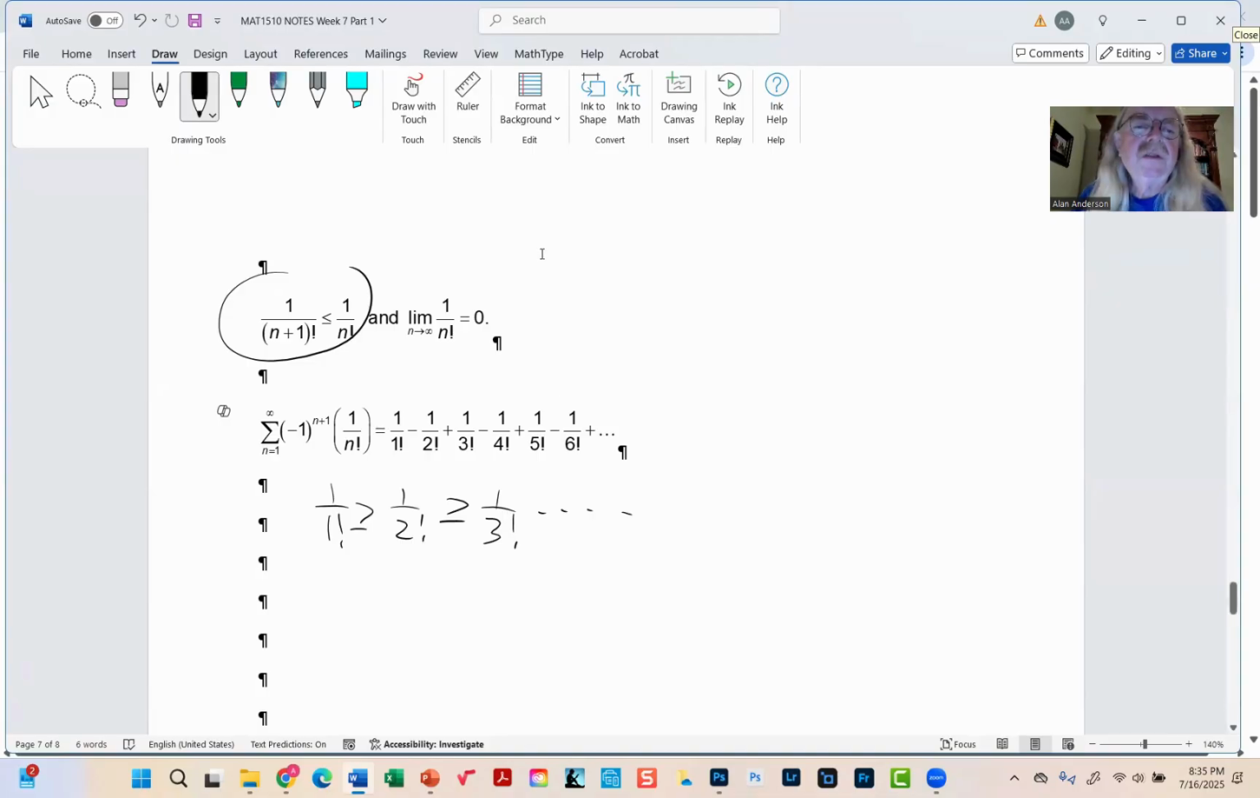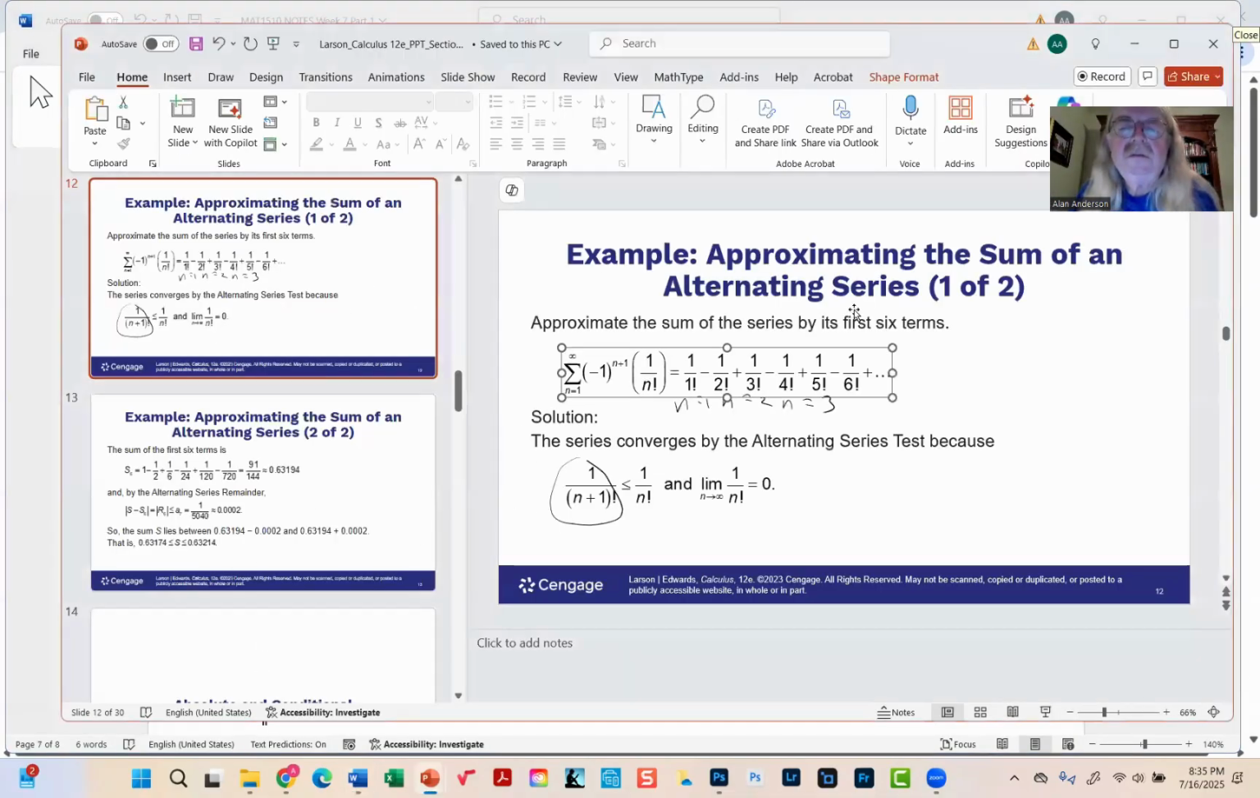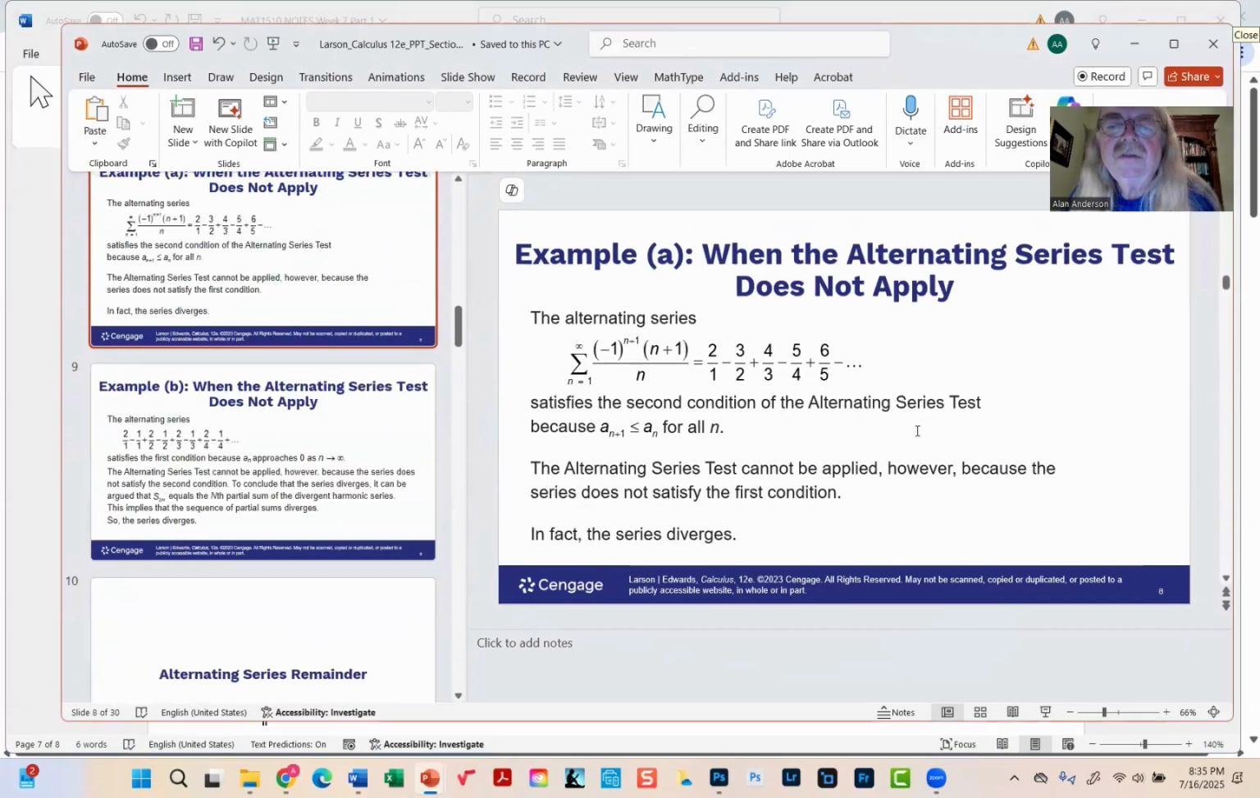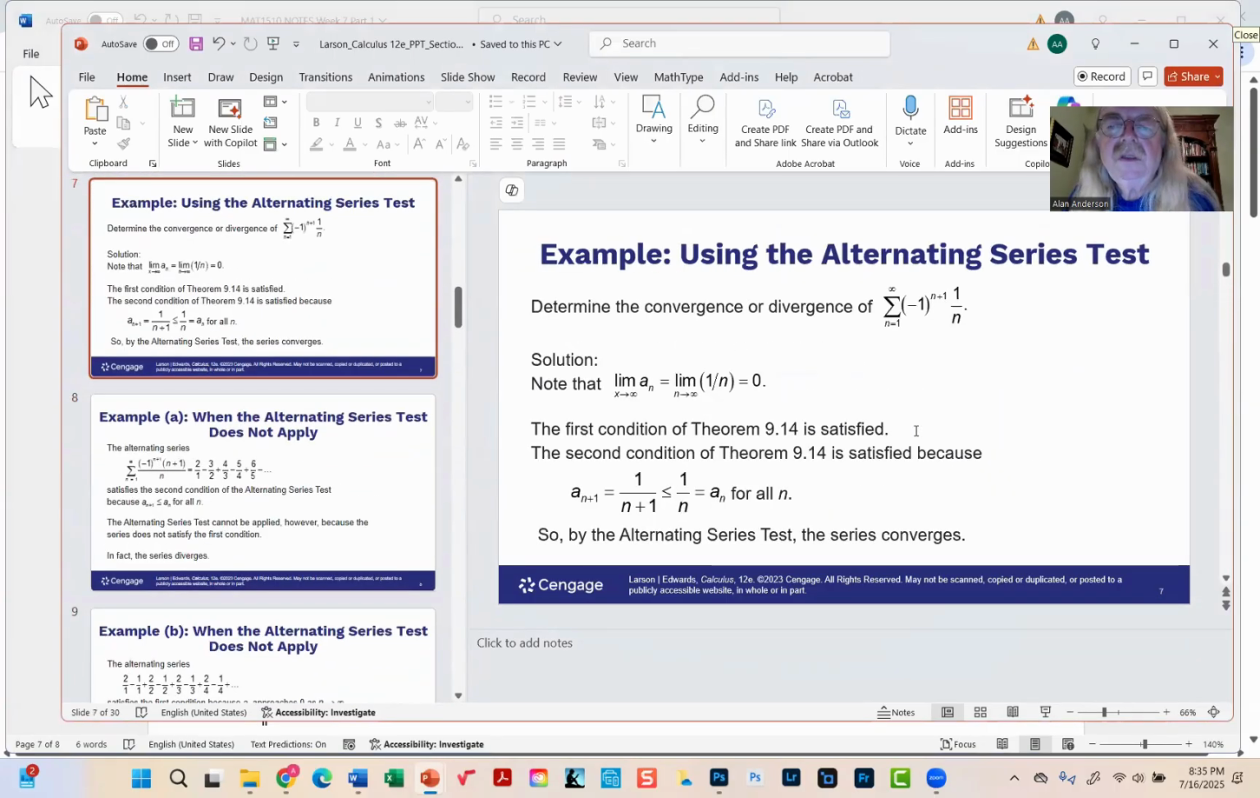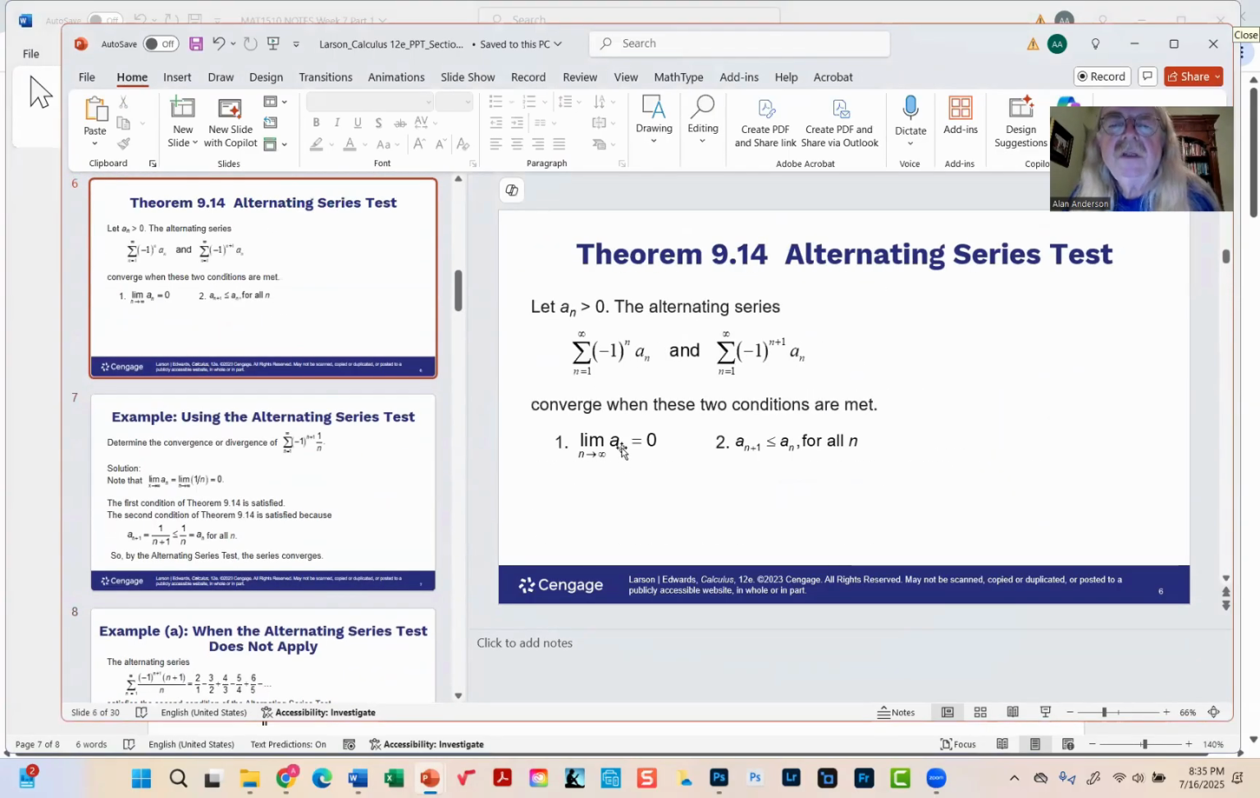And it should be clear that the limit as n goes to infinity, if you substitute here, you're going to get a 0. So therefore, that implies convergence. Okay, so in other words, this is telling us that we have convergence.